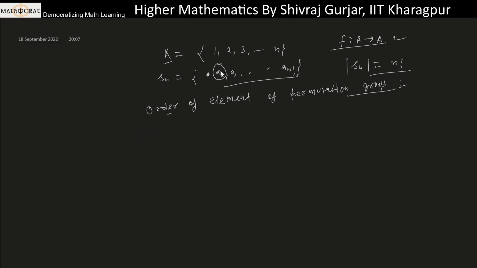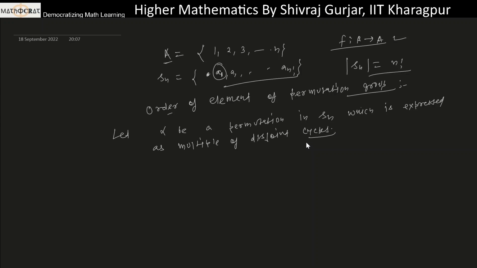Okay, Sn will consist of various permutations in fact, right? So suppose there is any permutation, let alpha be a permutation in the symmetric group Sn, which is expressed as a product of disjoint cycles. Okay. Disjoint cycles we know. What are disjoint cycles? These are nothing but cycles where, if two cycles have no element in common between them, then we say that these are disjoint cycles. So let us say that alpha is written in disjoint cycle form.